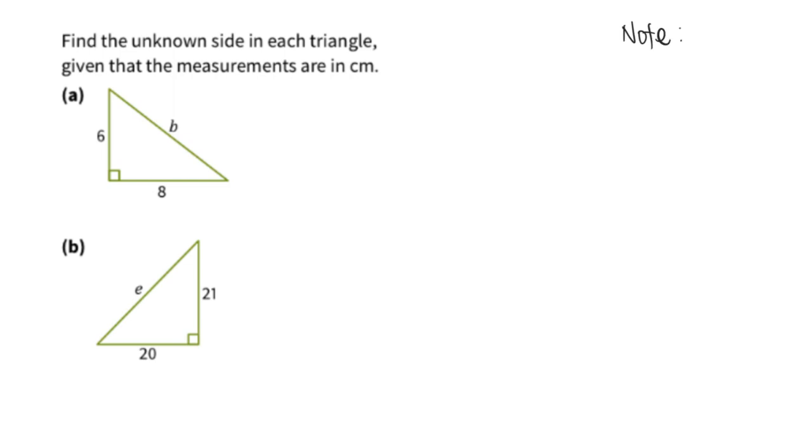I remember that given any right angle triangle, if I have this as side A, side B, and side C, which is the longest side for C, then I can easily apply the Pythagoras theorem, which states that A square plus B square is equals to C square.